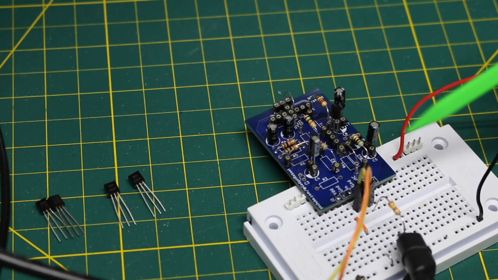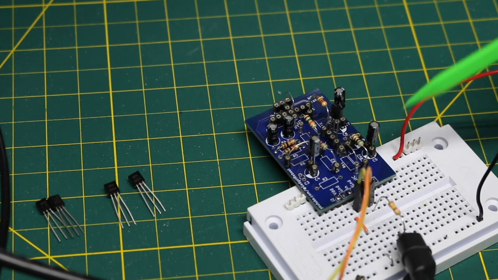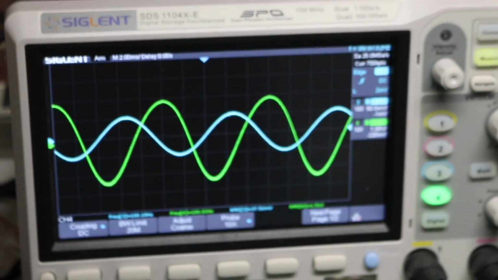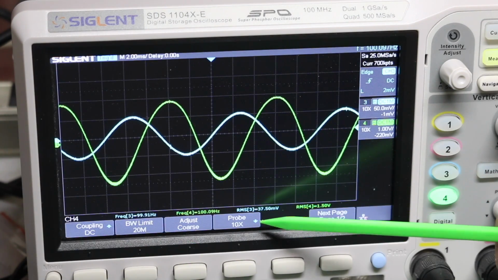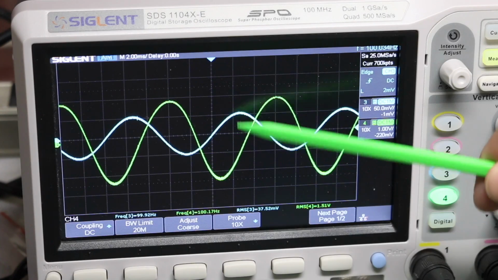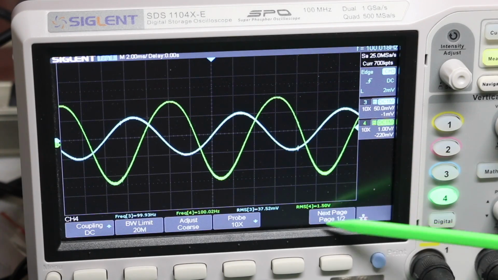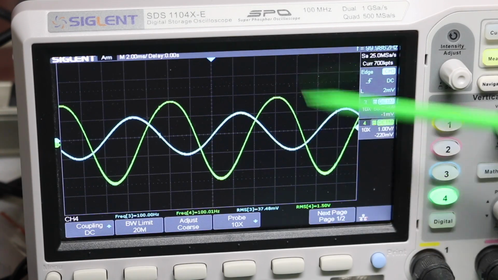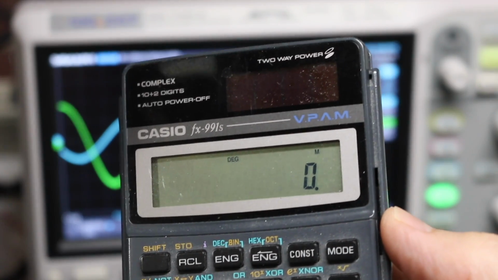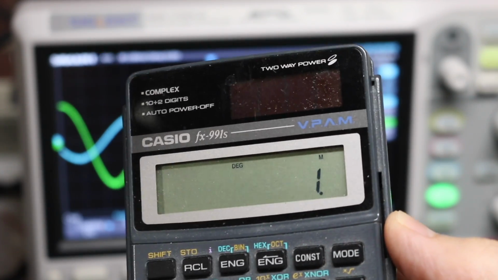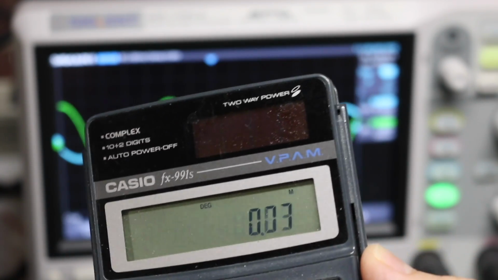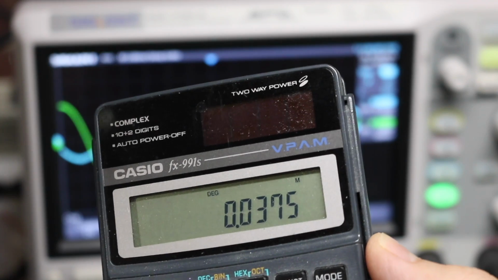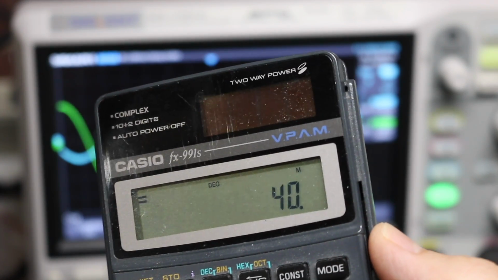So now I have an emitter bypass capacitor. And I've also changed the input frequency, so I'm at 100 hertz. The input is still around 37.5 millivolts RMS, and the output is now 1.5 volts RMS. So calculating the voltage gain, we have 1.5 volts RMS divided by 37.5 millivolts RMS, a gain of about 40.